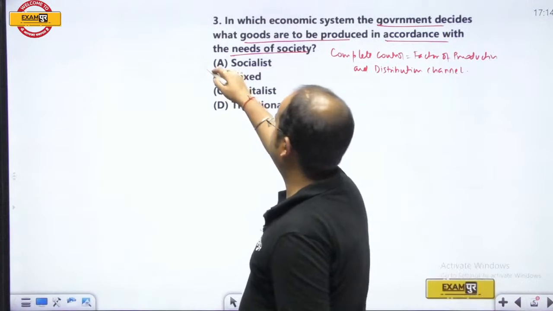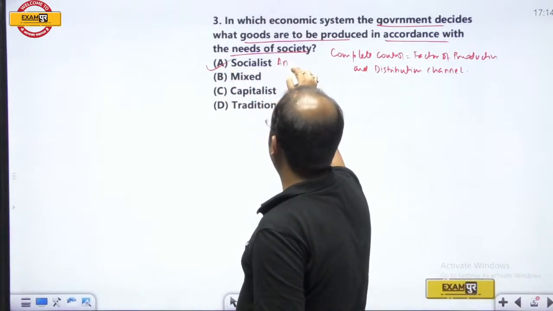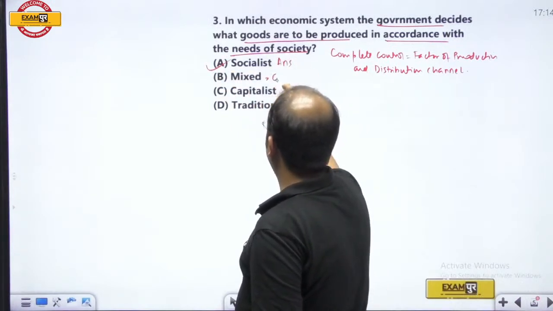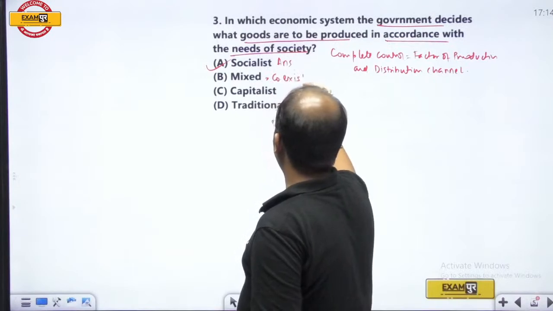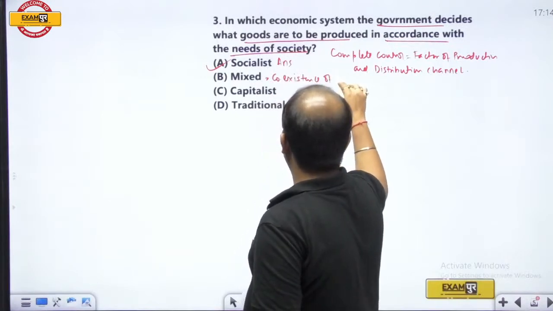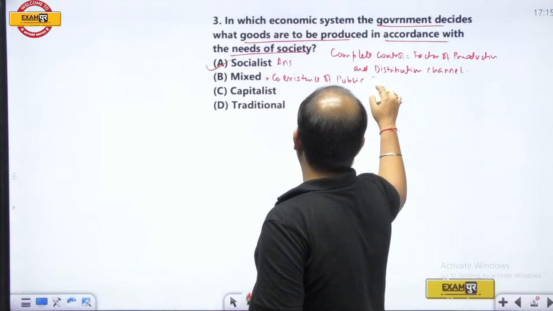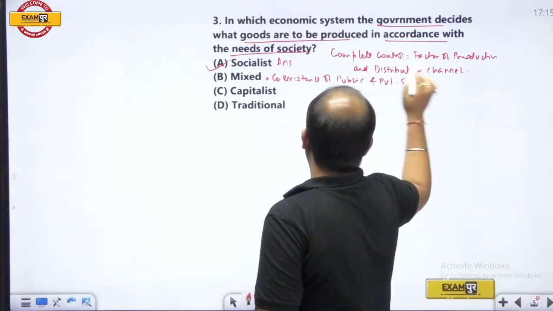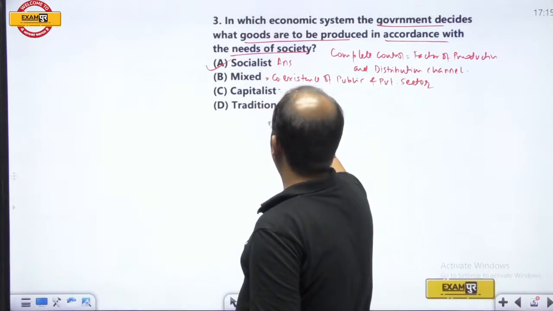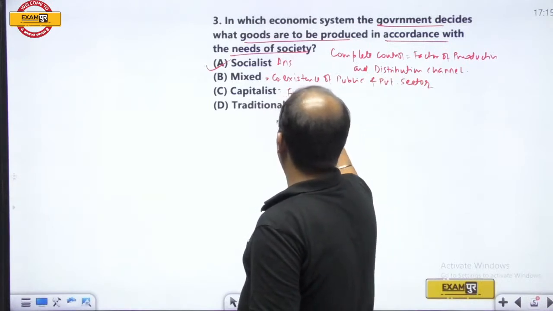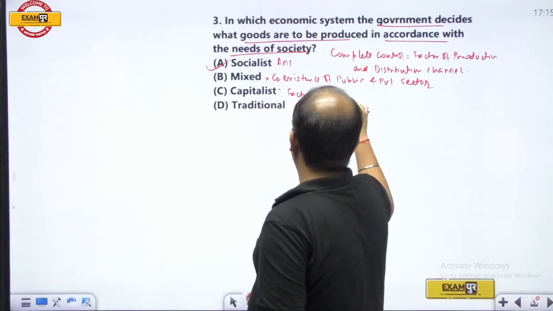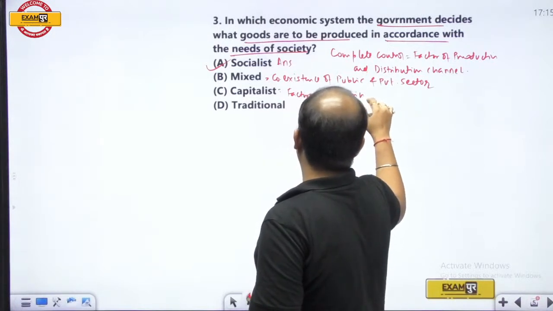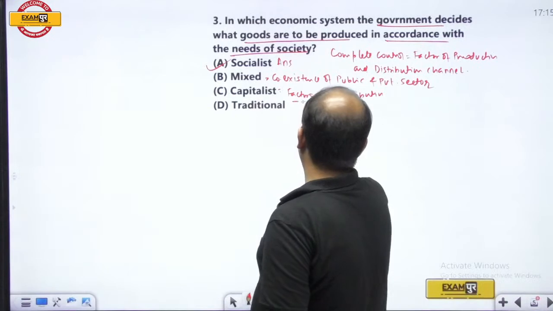Now guys, the correct answer is the socialist economy. Mixed economy is the coexistence of the public sector and the private sector. And capitalist economy is where the factors of production and distribution are in the hands of private entities.